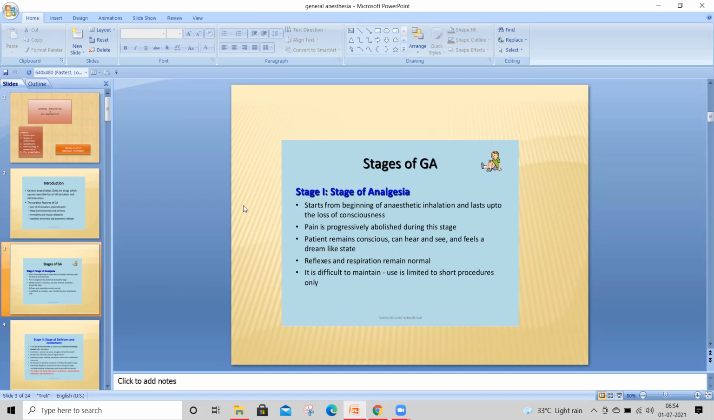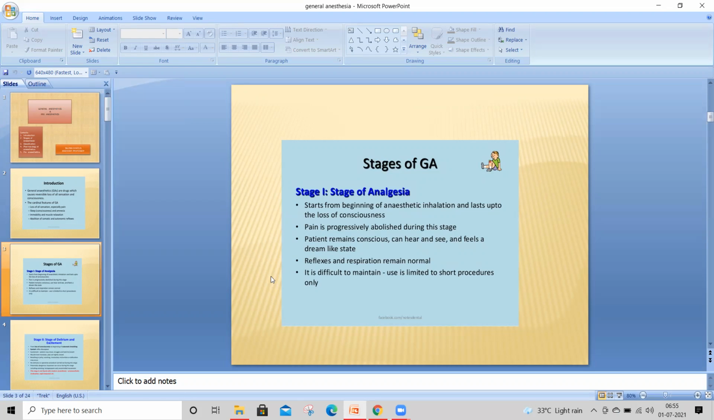In MCQs, they may ask what is the second stage of general anesthesia, or the fourth stage of general anesthesia, like that. And you have to know when each stage will be there after using general anesthetics. The first stage is the stage of analgesia. In this stage, pain sensation will be lost. This stage starts from the beginning of anesthetic inhalation and lasts up to loss of consciousness.